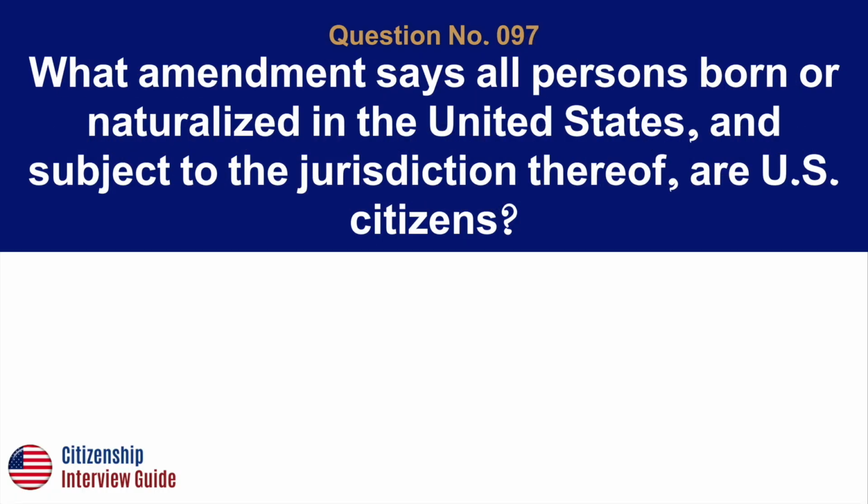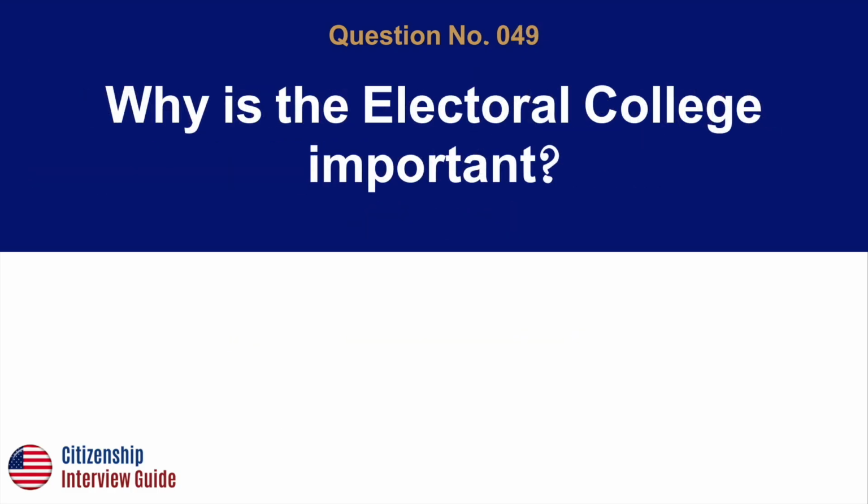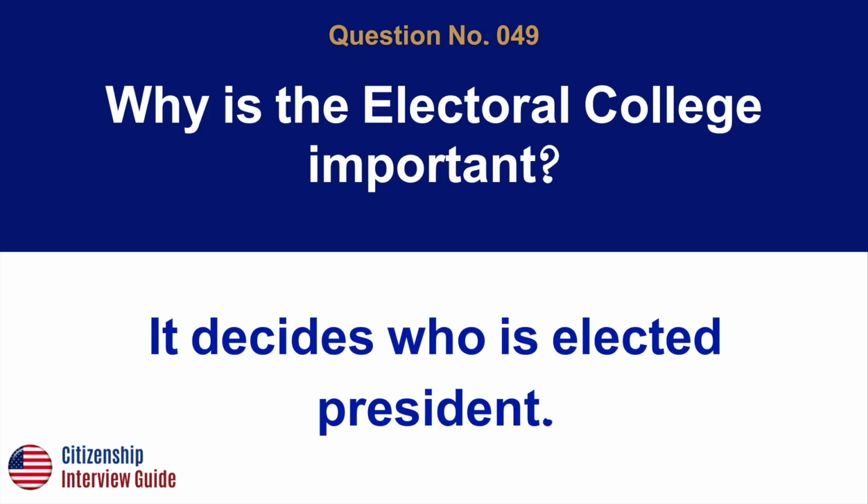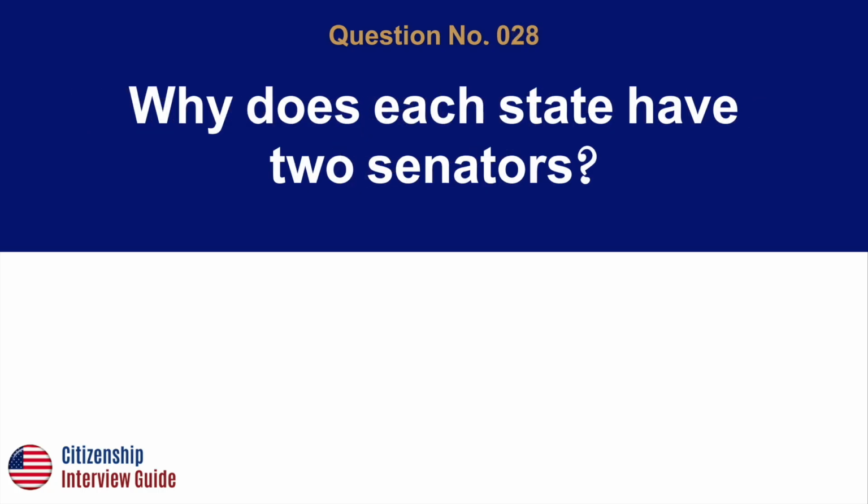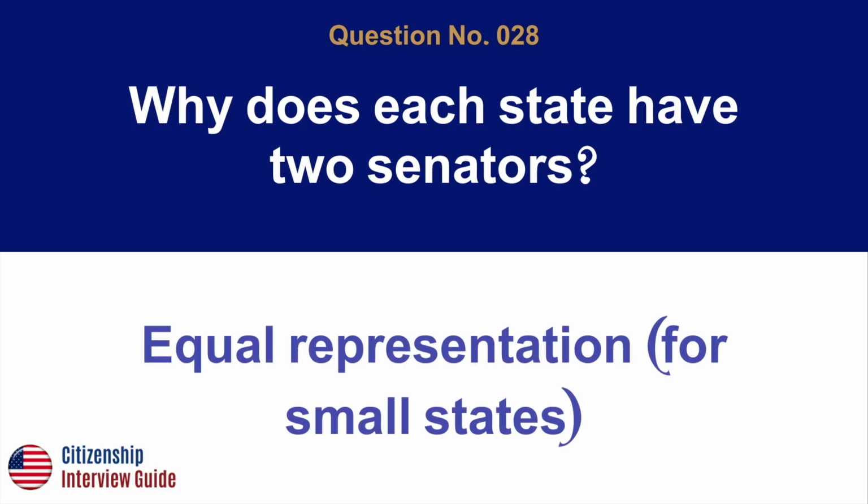What amendment says, all persons born or naturalized in the United States and subject to the jurisdiction thereof are U.S. citizens? 14th Amendment. Why is the Electoral College important? It decides who is elected president. Why does each state have 2 senators? Equal representation for small states.